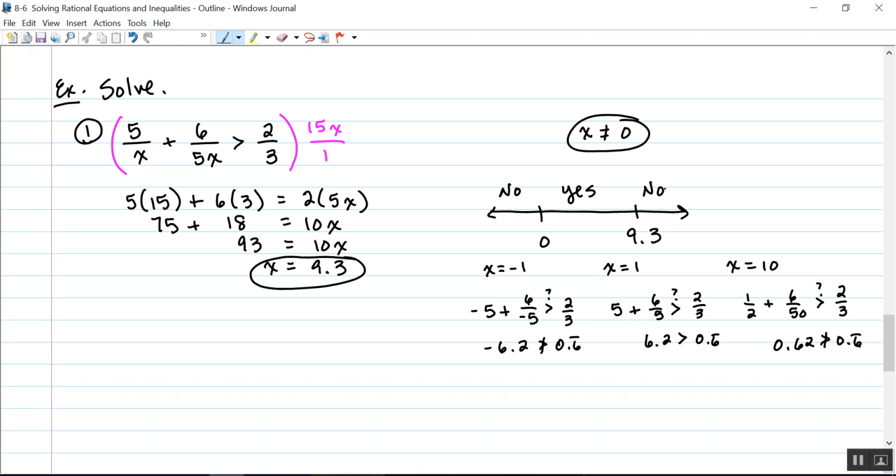So my final answer is just this interval between 0 and 9.3. I write my answer like this: 0 is less than x, which is less than 9.3. And it's not an or equal to because my original inequality was not an or equal to.